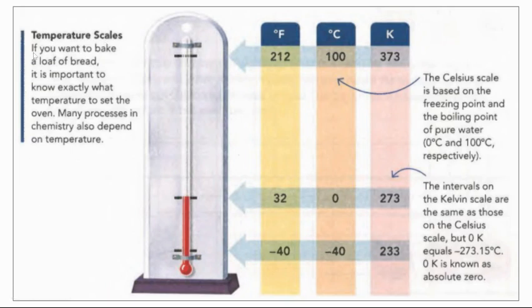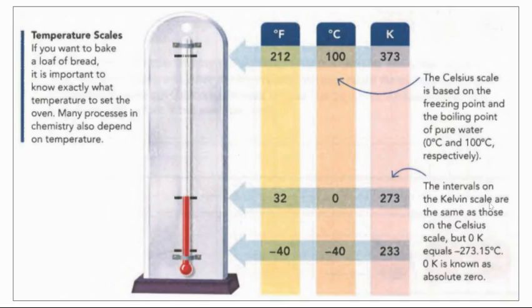All right, so temperature scales. If you want to bake a loaf of bread, it is important to know exactly what temperature to set the oven. Many processes in chemistry also depend on temperature. The Celsius scale is based on the freezing point and the boiling point of pure water. So it freezes at 0 degrees Celsius and it boils at 100 degrees Celsius.